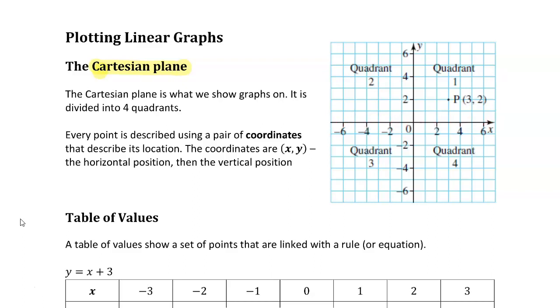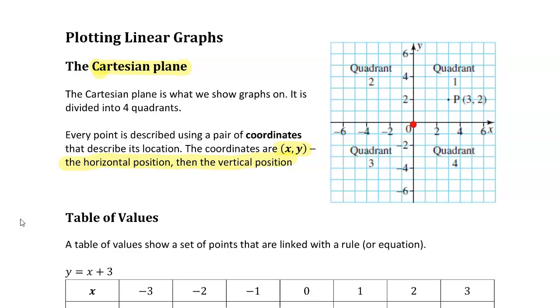So every point is described using a pair of coordinates that describe its location. The coordinates are x, y. All right, it's always x first, then y. It's always that order. Okay, so you can see here on this little example that dot is at coordinate 3, 2. So the x value 1, 2, 3, and y value 1, 2.